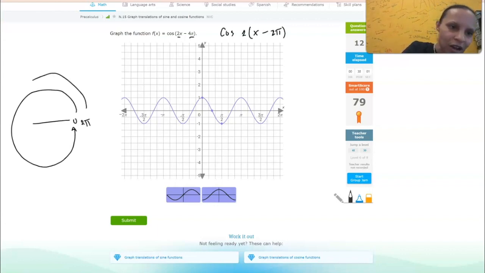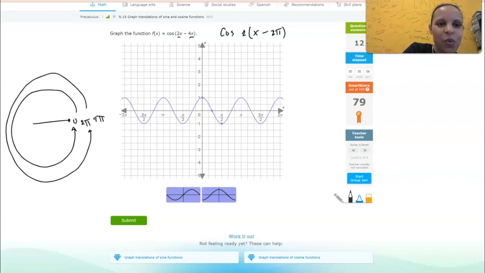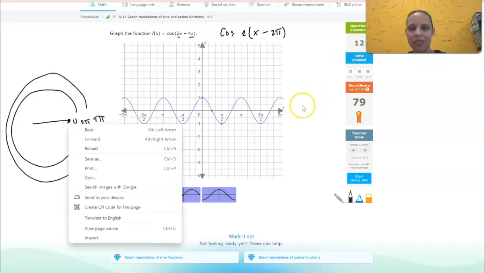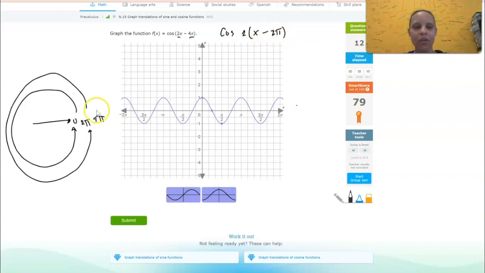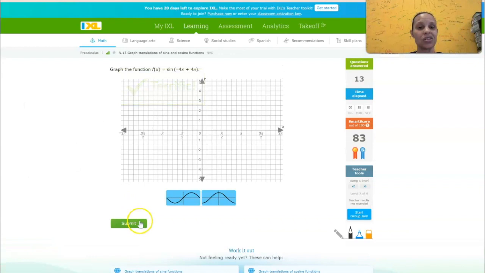If I do it again, I go all the way around. How much is that? 4 pi. But I'm exactly where I started. So anytime I have to move right or left 2 pi, I know I'm just going to end up exactly where I started because this is that periodic wave that does the same thing over and over again. So I actually do not need to move anything. I can just submit that.